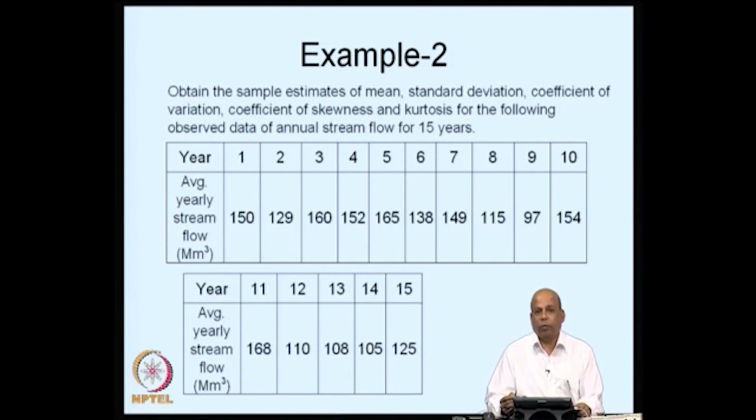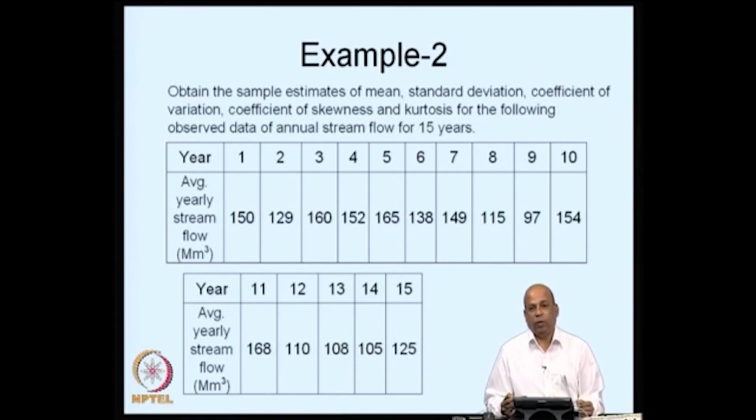Although, I must alert you that when you are using the sample estimates as an approximation for the population measures, we must have a larger number of values, a larger number of years of observation, not just 15 years. But as an example we will take 15 years now. So, these are the observed values 150, 129 and so on, given for the last 15 years.